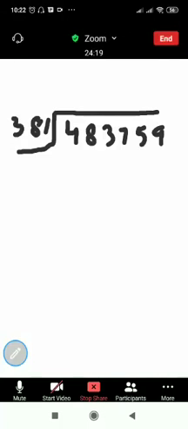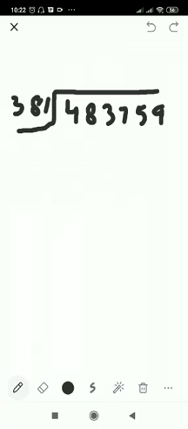First of all, we have to look at this number that we are dividing, a 6-digit number with a 3-digit number. All right. Now, first of all, we will look at this number over here. We have to find the number which is bigger than 381. 4 is not bigger than 381, so we are going to take the next number, 48. It's again smaller, so we will take the next number, so it will become 483.